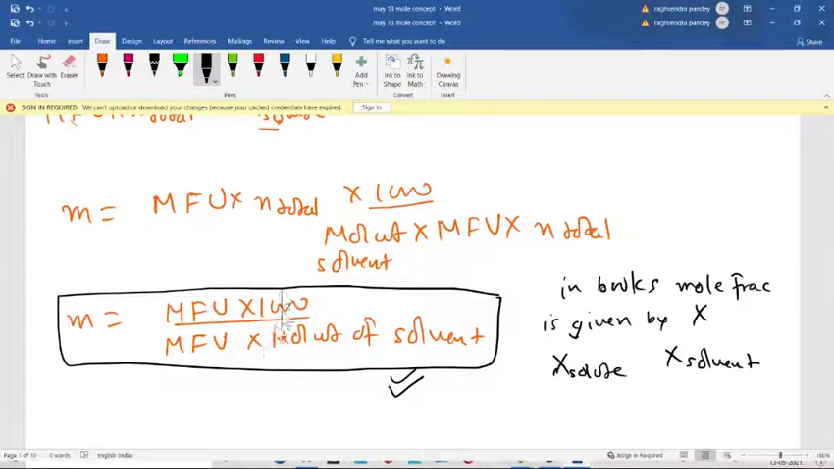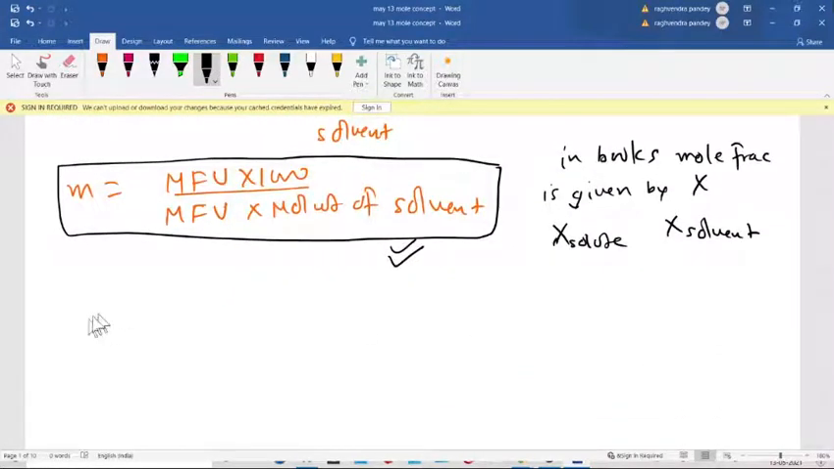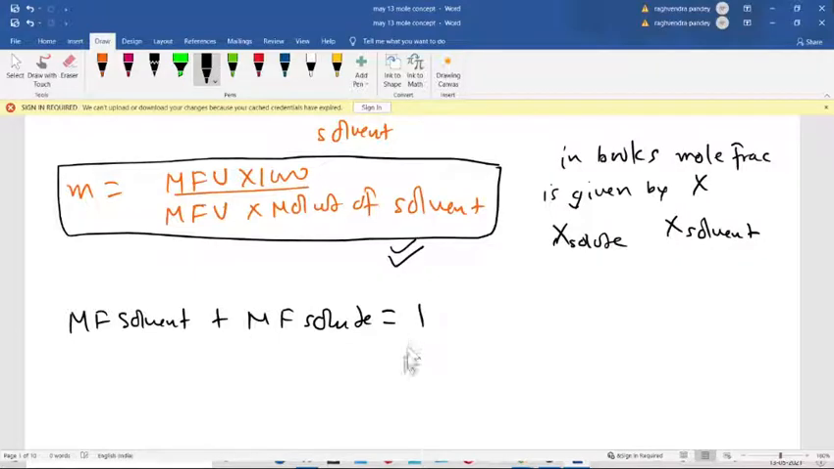Okay, so that will be sufficient. So this is the mole fraction of solute and the mole fraction of solvent. Okay, V is for solvent. So always, as I told you, mole fraction of solvent plus mole fraction of solute will always be equal to 1. I told you yesterday that when we add the mole fractions, it is equal to 1.